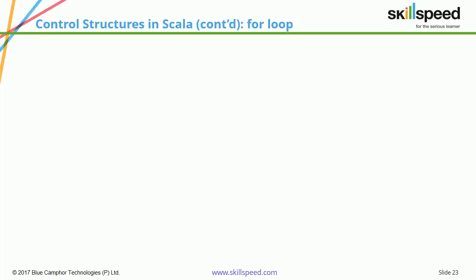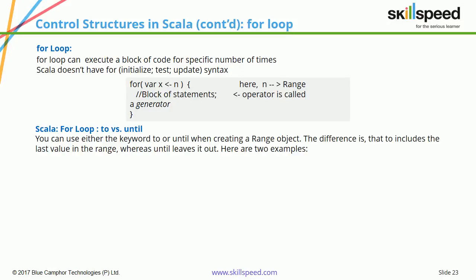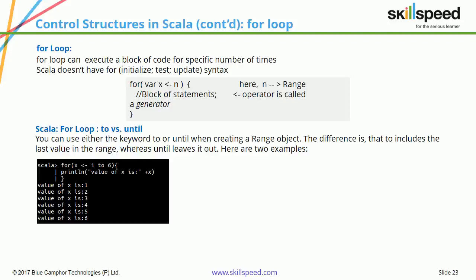The last control structure we have to be aware of is the famous for loop. A for loop can execute a block of code for a specified number of times. Scala doesn't have the for initialize-test-update syntax. In order to explain this, I have taken two examples: for loop with to versus for loop with until. You can use either the keyword to or until when creating a range object. The difference is that to includes the last value whereas until leaves it out.